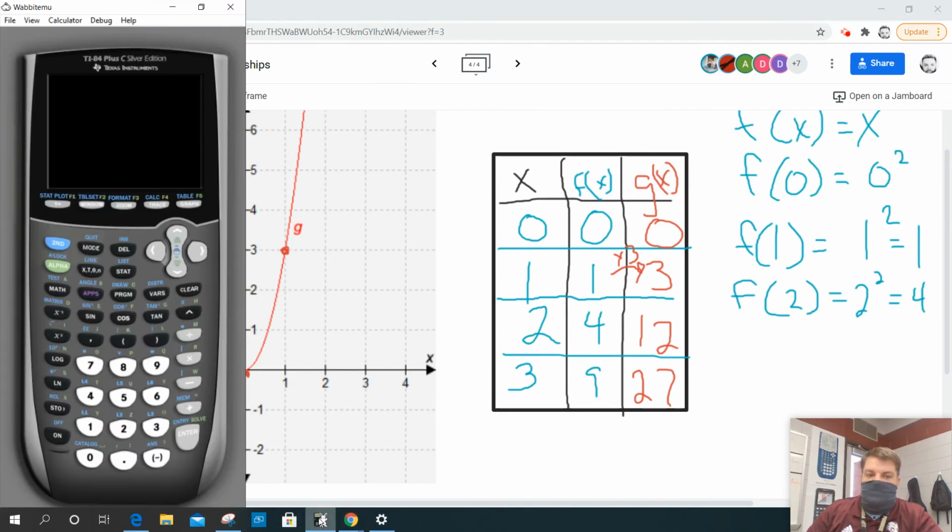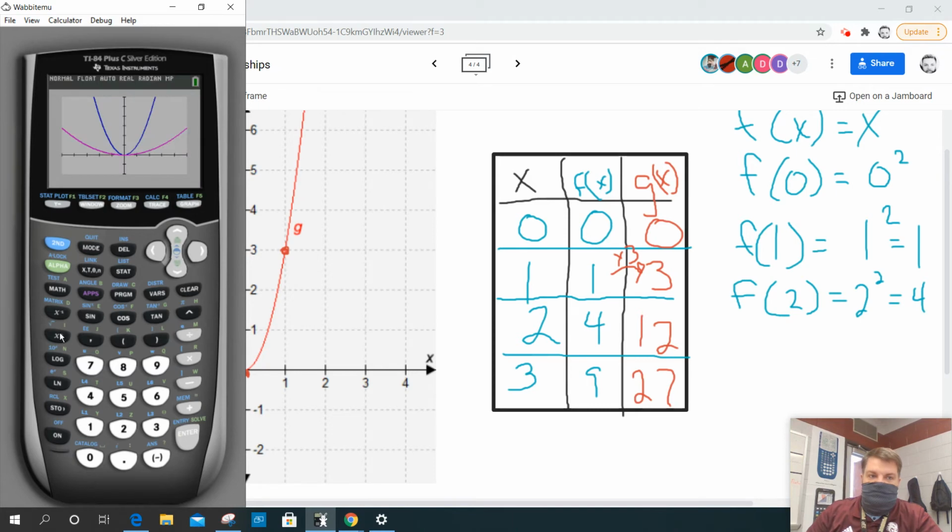Graph it. So I'm going to graph this. I'm going to hit y equals again. I'm going to go to the second graph. I'm going to hit the clear button. Now, this is how you do this. I'm going to say 3 times, and then in parentheses, I'm going to put f of x, which is x raised to the 2.